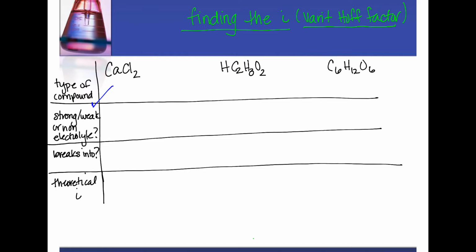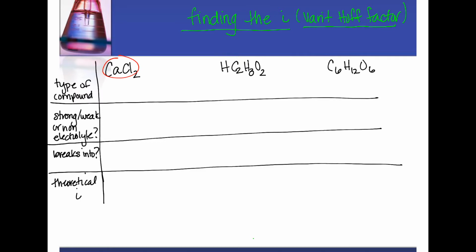Is it an acid? Things like that. Then we're going to decide if the compound is a strong, weak, or non-electrolyte, and we'll use the electrolytes table to do that. And then if it's a strong electrolyte, we decide what it's going to break into, and then we can find the theoretical i, so what we think the i should be. So let's answer each one of these.